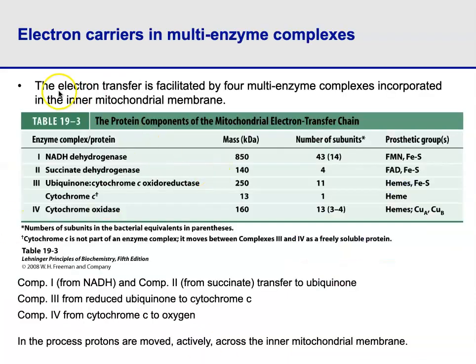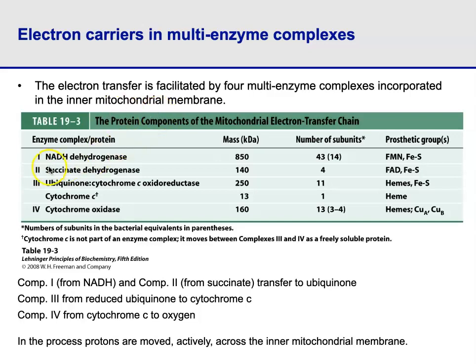Okay, so this will be the last slide for today. I just want to introduce the members of the electron transfer pathway, but we will look in more detail at the exact reactions that occur in these complexes. So four enzyme complexes are involved in the electron transport from the electron carriers NADH and FADH2 to oxygen. And they are located in the inner mitochondrial membrane.